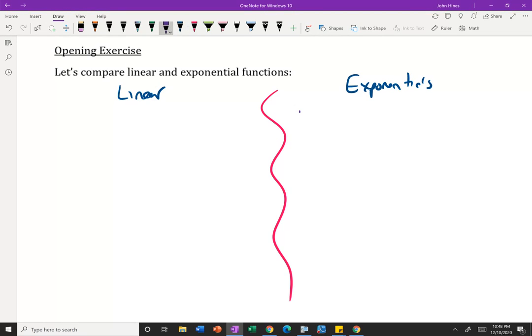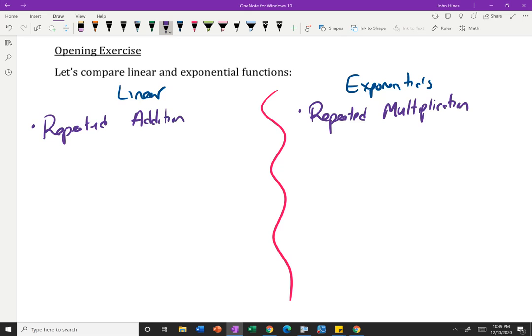So exponential functions, the key idea is we're working with repeated multiplication. We're repeatedly multiplying by the same number, times 2 times 2 times 2 times 2 times 3 times 3, whatever that number is. Then for linear functions, it's not repeated multiplication, it's repeated addition or subtraction. Linear functions are repeated addition, which is also known as the slope, which is also known as the constant rate of change. So exponential functions are all about repeated multiplication, whereas linear functions are all about repeated addition.